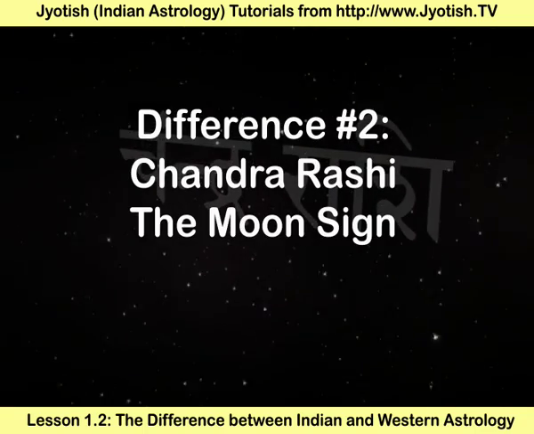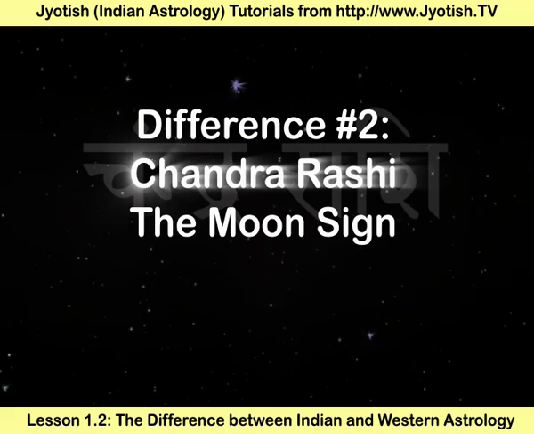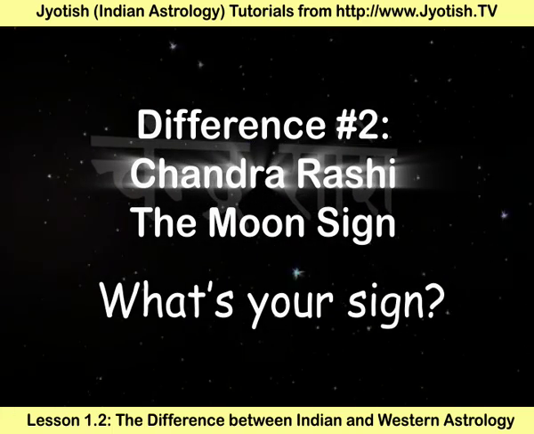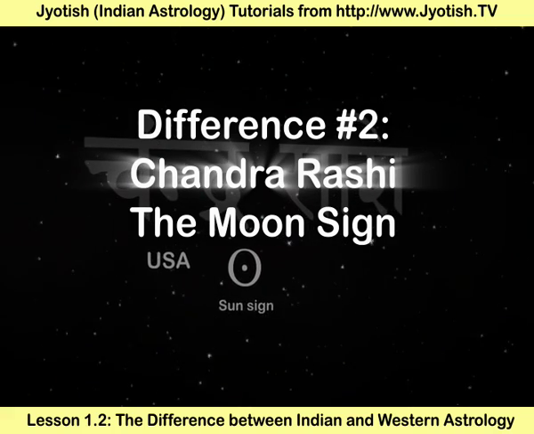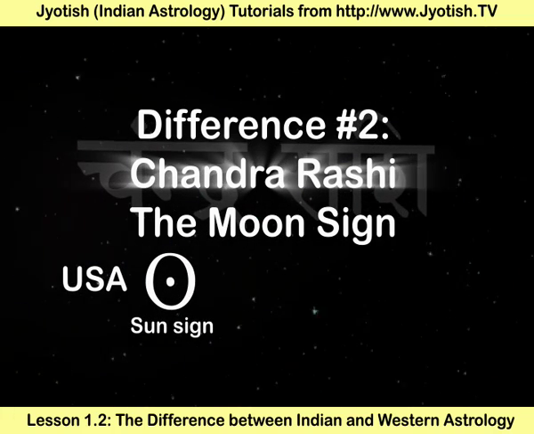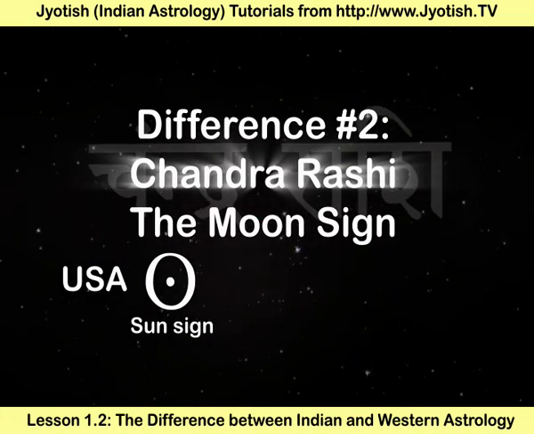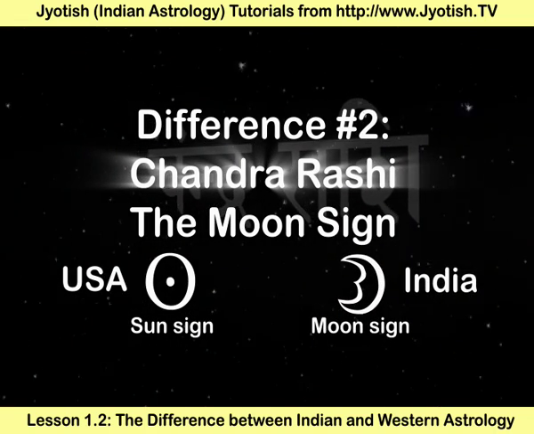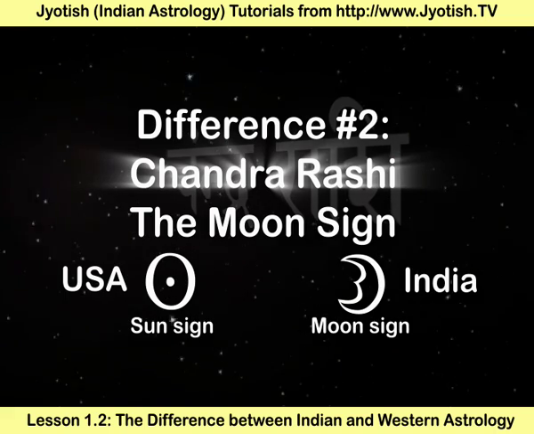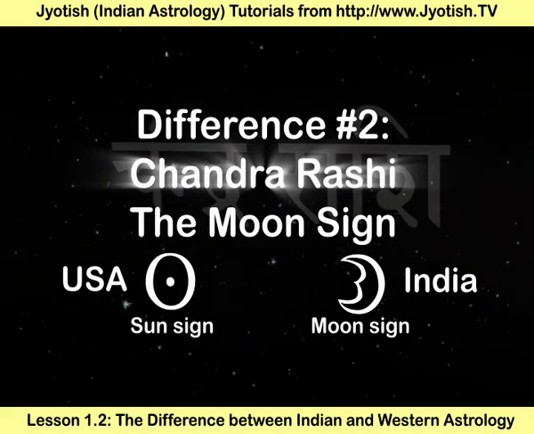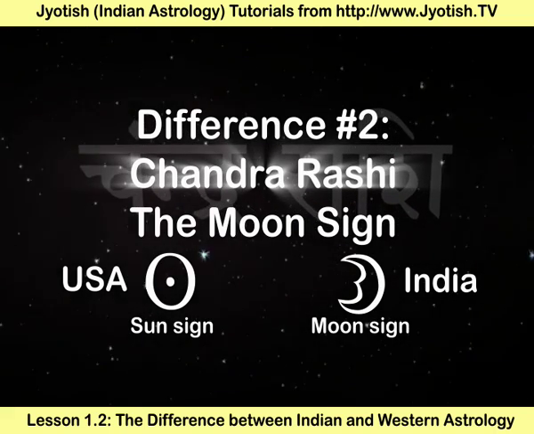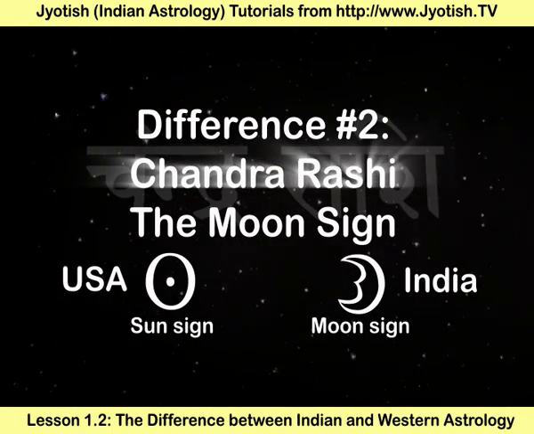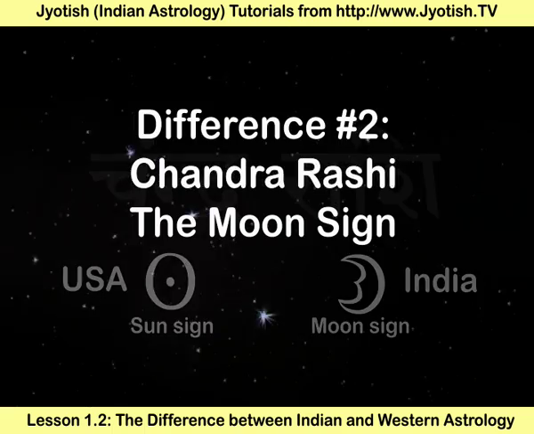Difference number two, emphasis on moon, Chandra. What is your sign? The answer to this question is very different from a point of view of these two systems. In the US, the answer would be according to one's birthday, as it fits to the dates in the newspaper horoscope columns. In India, the answer is the sign the moon was in at the time of birth. While Western astrology appears to be more sun-oriented, Indian astrology puts most emphasis on the moon. It is also the basis of the predictive dasha system.